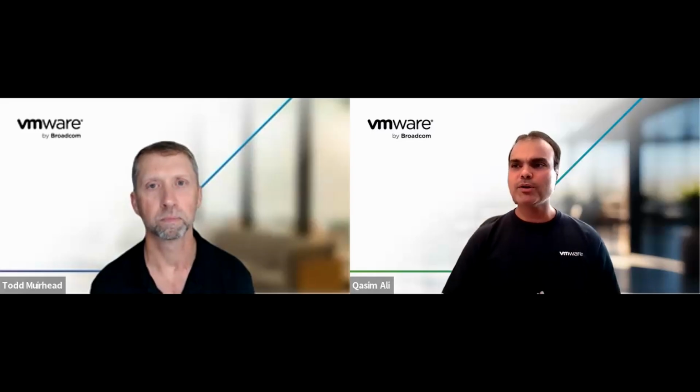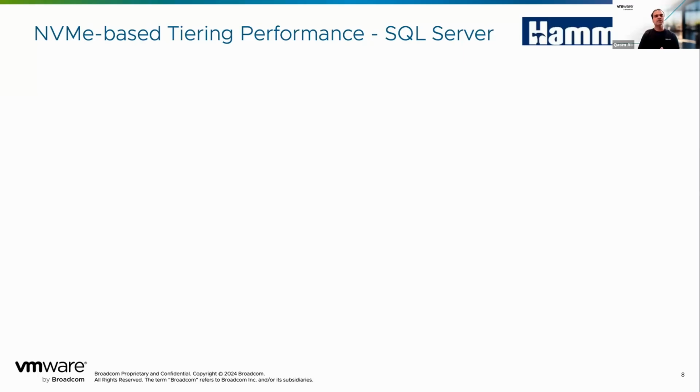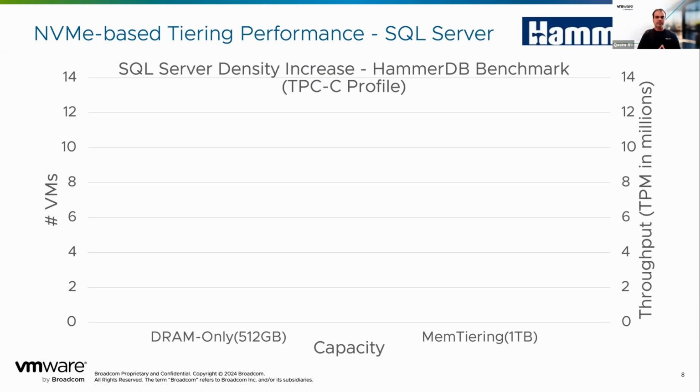So let me now talk about my next result, which is SQL Server using HammerDB. HammerDB is also an industry standard benchmark to test databases. For example, in this case, I have tested SQL Server. My chart looks the same. On the y-axis, I have the number of VMs. On the x-axis, I have the capacity. And then on the secondary y-axis on the right-hand side, I have the throughput.